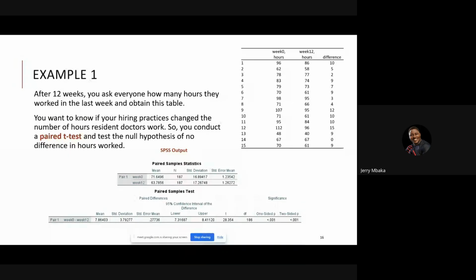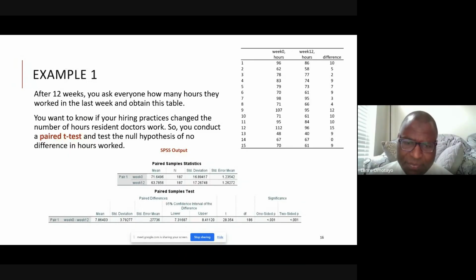Yeah. So the confidence interval here is that, had we measured the time worked by all the residents in the hospital, the difference between hours worked in week 0 and week 12, we have 95% confidence that that difference is between 7.3 and 8.4. Meaning that, as we measured everybody, we think that the actual figure that we would have gotten is between these.